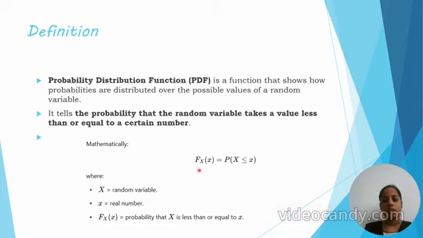Mathematically, we can represent it as capital F_X of x equal to P of X less than or equal to x, where capital X is a random variable, small x is a real number, and F_X of x equals the probability that X is less than or equal to x.